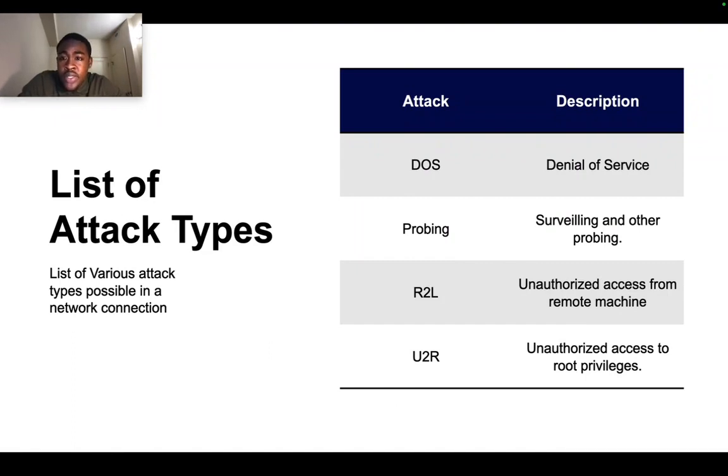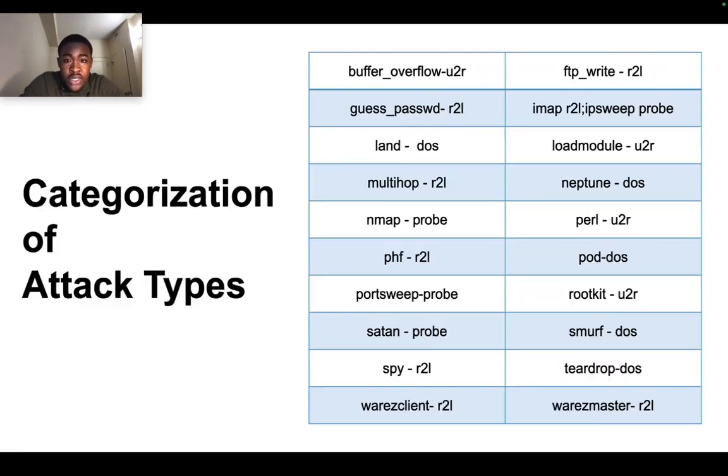Now let's talk about the list of attack types. Here are the various attack types possible in the network connection. DOS, denial of service, which happens when an attacker sends large amounts of unauthorized requests to overload the server. Probing, which is the phase of intrusion in which the attacker gathers unauthorized information from web applications, etc. R2L, which stands for remote to local, which is unauthorized access from a remote machine, and U2R, which stands for user to root, which is unauthorized access to root privileges in the network.